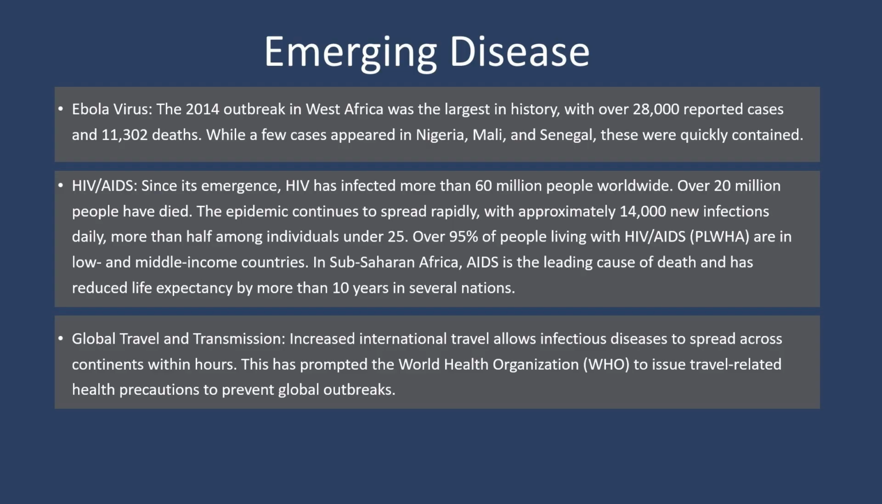So let's take a look at the Ebola virus. In 2014, an outbreak in West Africa was the largest one in history. There were over 28,000 cases reported and 11,302 deaths. Some cases did pop up in Nigeria, Mali, and Senegal, but because of rapid response, those cases were quickly contained, and it prevented the spread of the virus. So if we have appropriate monitoring and appropriate response, we can prevent a lot of deaths from occurring.